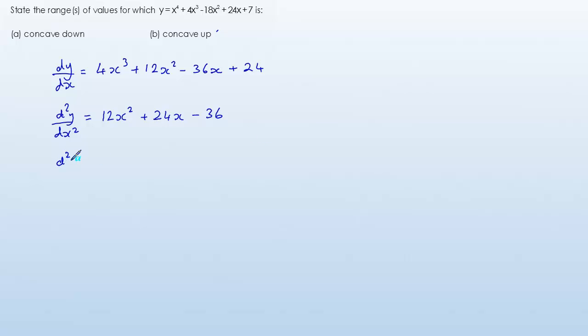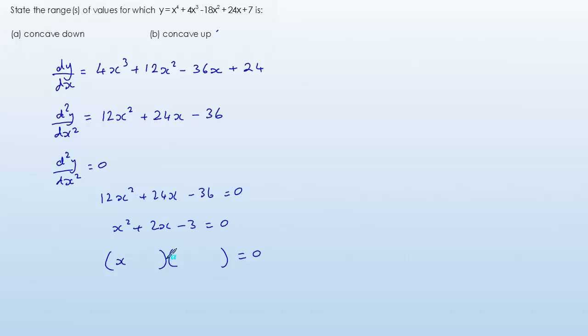Now let's consider where d2y/dx squared is equal to 0. So that means that 12x squared plus 24x minus 36 is equal to 0. So x squared plus 2x minus 3 is equal to 0. And we can solve that by factorising: x and x, 3 and 1, plus and minus. So when x is negative 3, or when x is equal to 1.